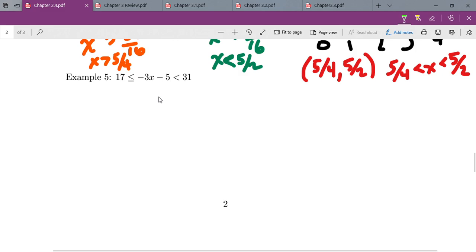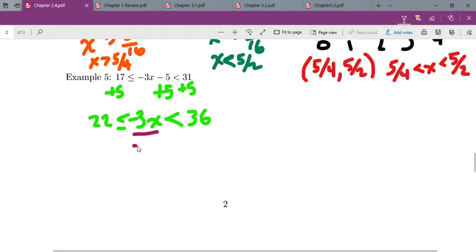So let's go ahead and add this 5 and get it out of the way. We've got to add it to all three pieces, the inside and both outsides. We've got 17 plus 5, which gives us 22, which is less than or equal to negative 3x, which is less than 36. And don't forget your negative on your 3x. Okay, very important.